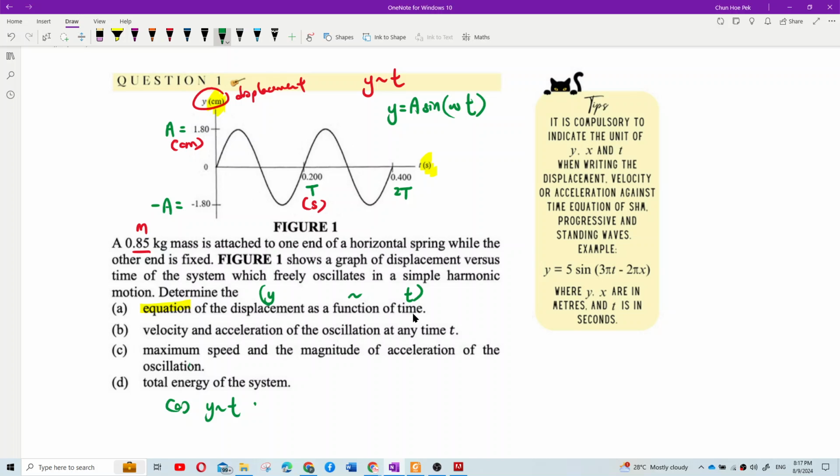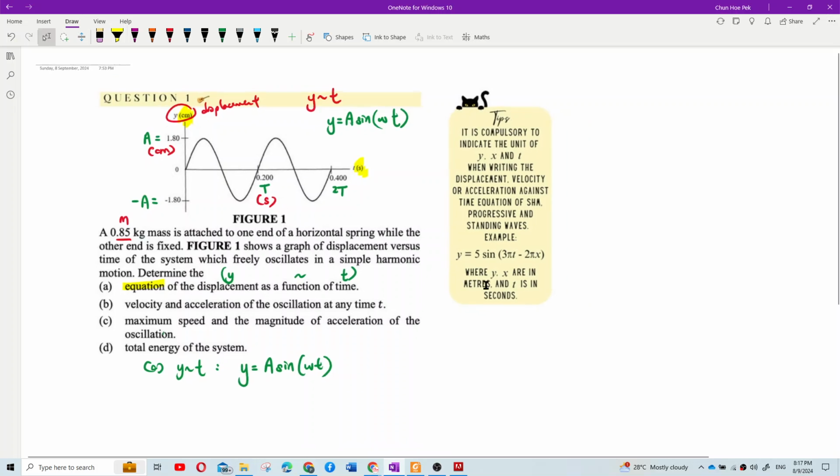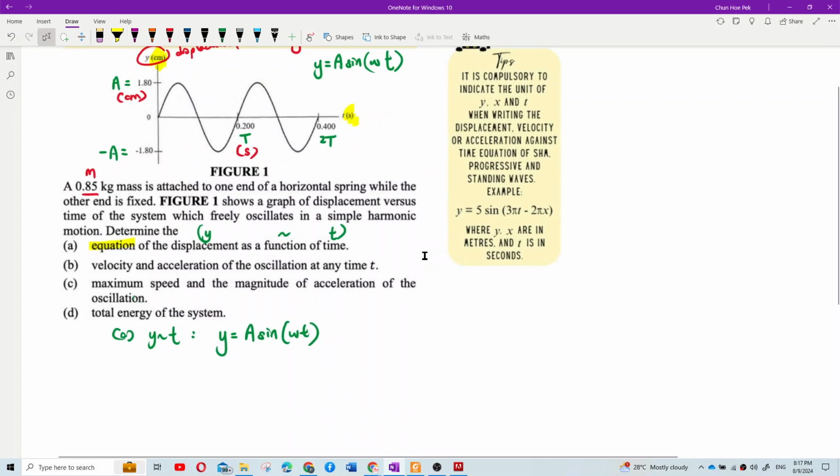So I want the y-t equation. So it is y equal to the general formula first: A sine omega t. A sine omega t. All right. So how to find A? I know A is 1.8 cm. A is 1.8 centimeter.